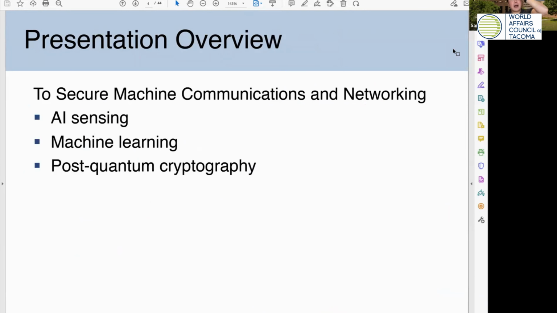Okay, so I have this slide, and it's titled Presentation Overview. I wanted to start by talking about the key topics or the subjects of this presentation. They do have a unified goal, and the unified goal is to secure machine communications and networking. But I'll talk about AI sensing, machine learning, and post-quantum cryptography within that context of machine communications.